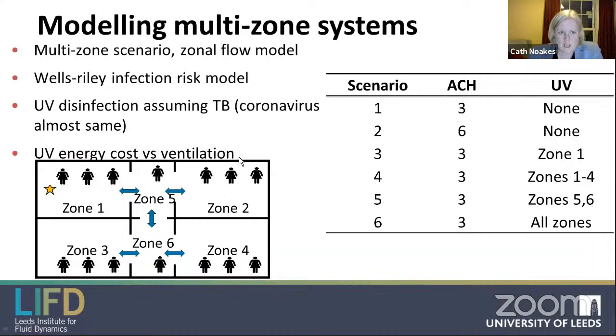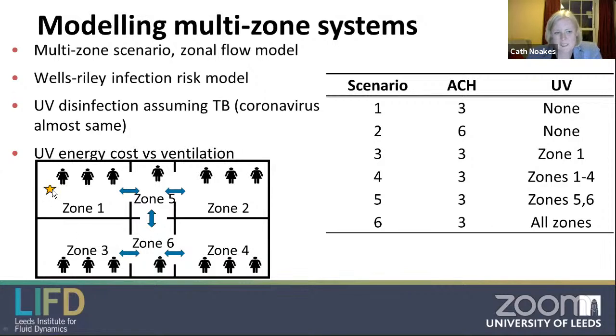So we've got a scenario here, a hospital scenario. Zones 1 to 4 are where your patients are, zones 5 and 6 are circulation zones in there, and we'd have airflow that might transfer between some of these spaces.